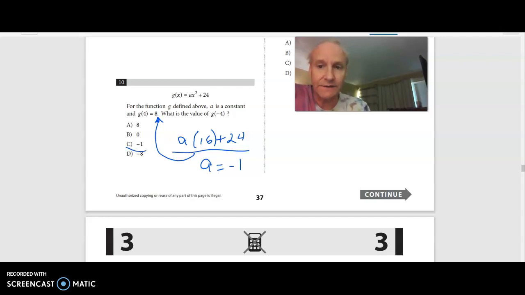Now this is the trick question. That's the trick answer, because that isn't what they ask for. They ask what is g of -4. Well, g of -4 is the same as g of 4. And that's the trick. You didn't have to go through all of this. All you had to do is recognize that this is an even function, which means that g of -4 is the same as g of +4, which means that it's 8 as well.